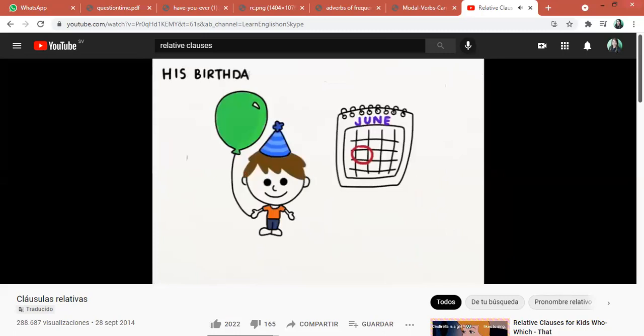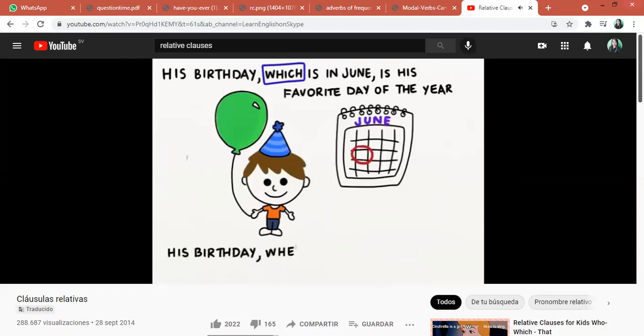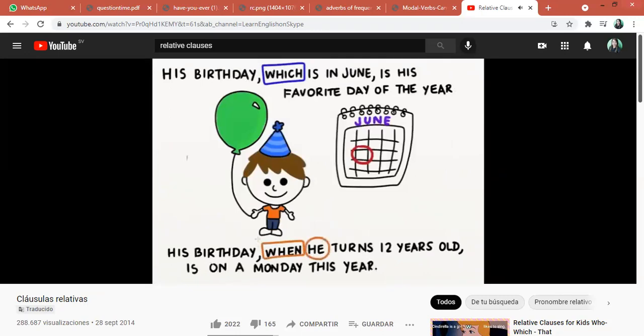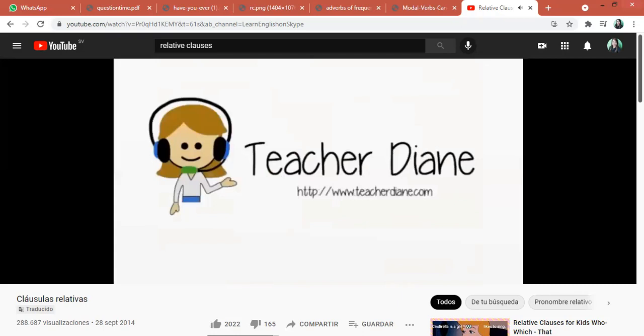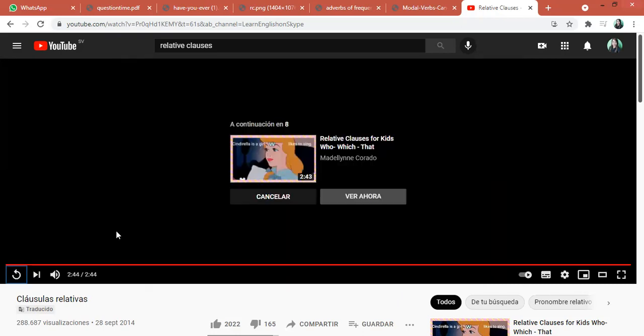Here's another example. His birthday, which is in June, is his favorite day of the year. Here we use the relative pronoun which because the relative clause does not contain a separate subject. His birthday, when he turns 12 years old, is on a Monday this year. Here we use when because the relative clause contains the subject he. Okay. Oops.